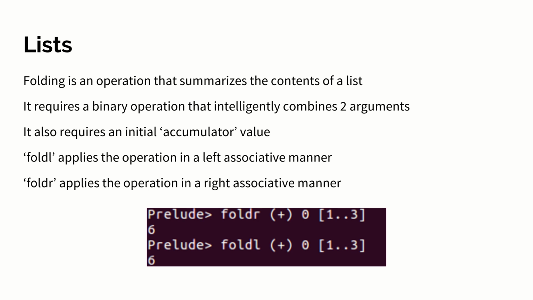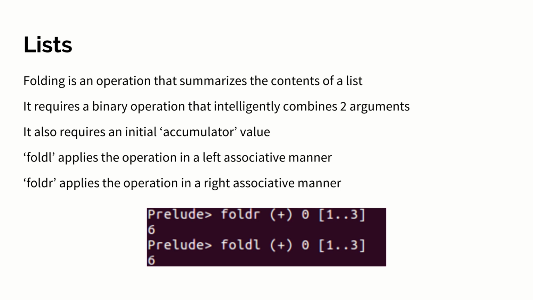So what about operator associativity? Well, there are actually two different fold operations that are defined by default that you can use to apply the supplied operation in a left associative or a right associative manner. foldl applies the operation as if it were left associative on the list. foldr applies the operation as if it were right associative.